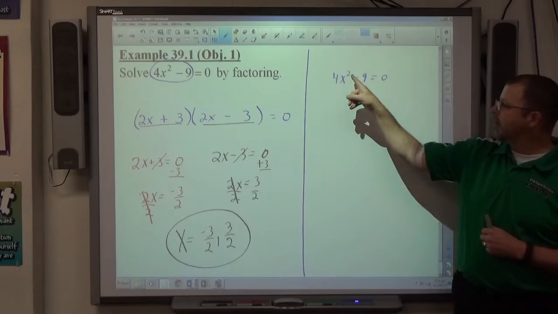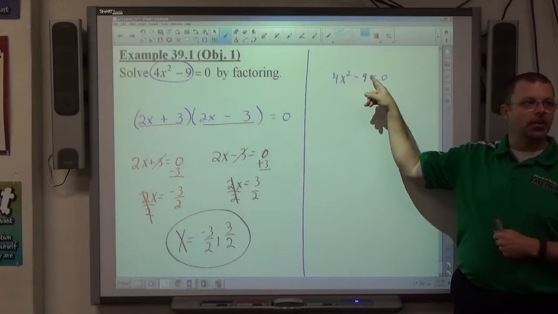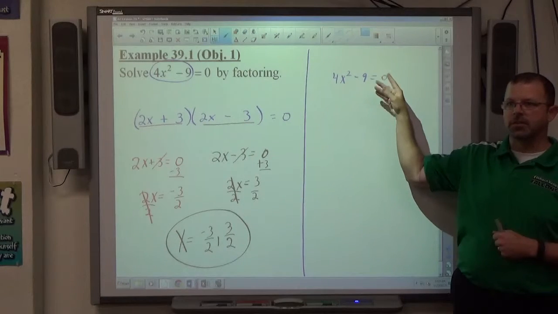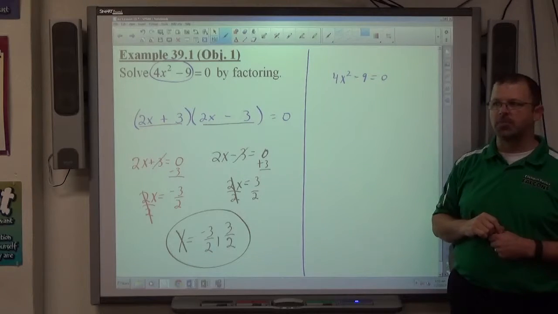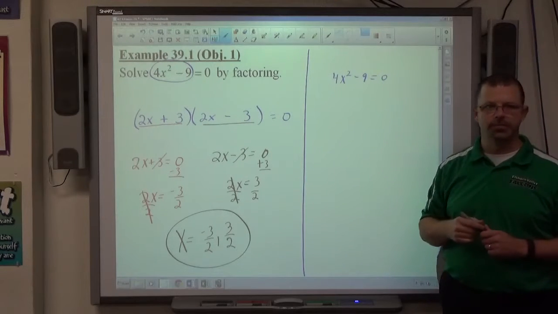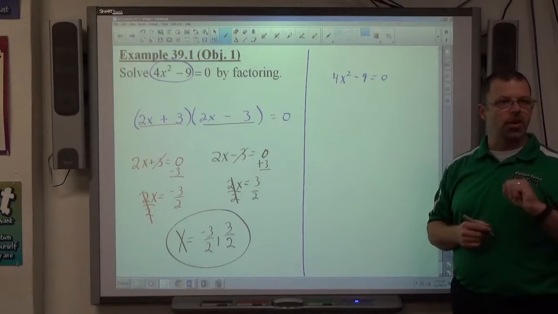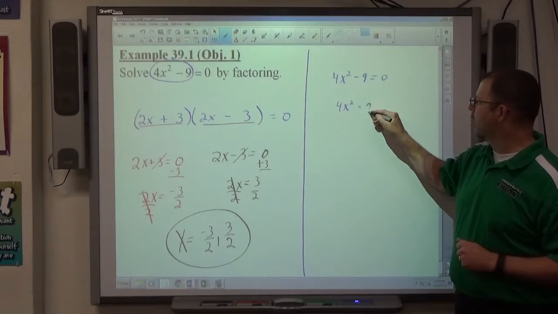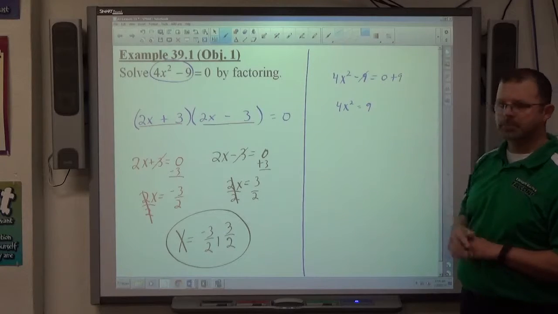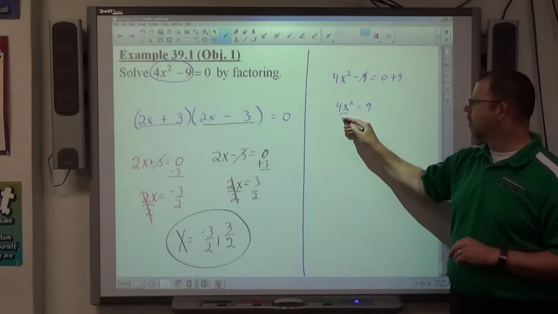Quadratic means x squared is in it. Missing a linear term meaning the x to the first power is not in it. So we have a quadratic term and a constant. If you have that set up, equals 0, this works. Step 1, solve for x squared. All we have to do is move the 9 over. Then we divide by 4.